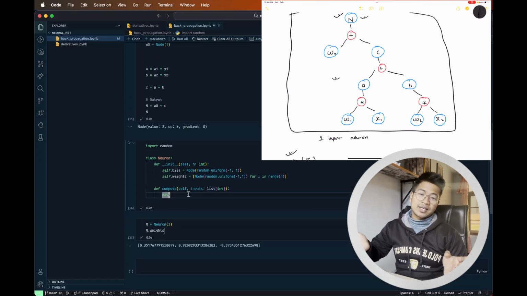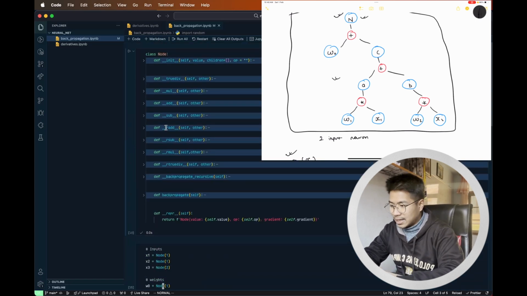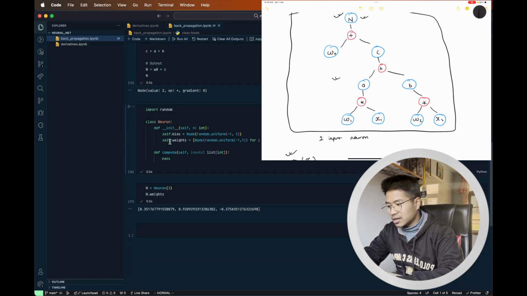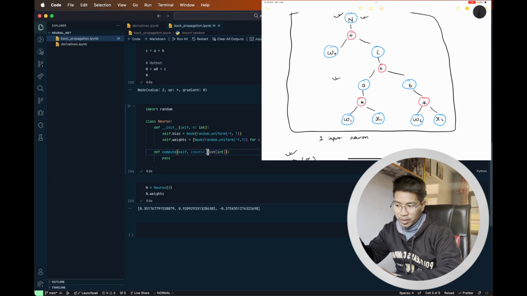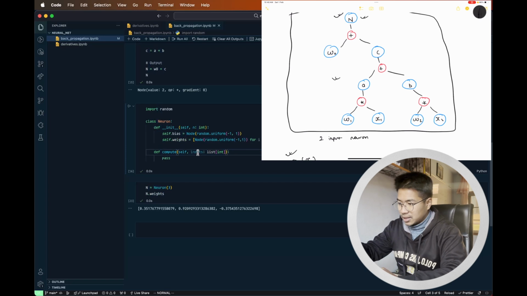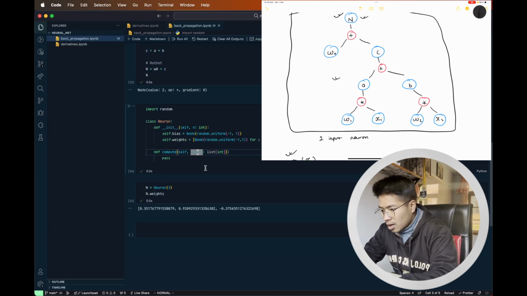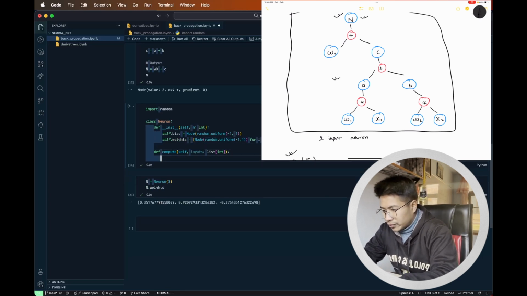And notice something: in the last video we already added __radd__, __rsub__ and so on. So I can still take these inputs to be a list of integers, and these lists can interact with these weights. So let me actually code it for you to understand.